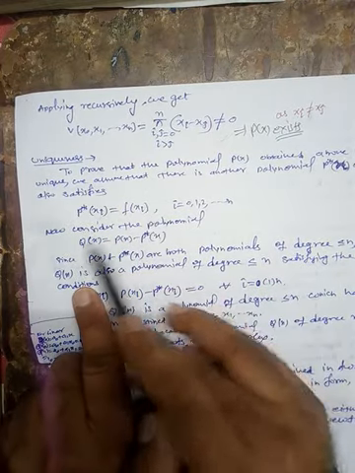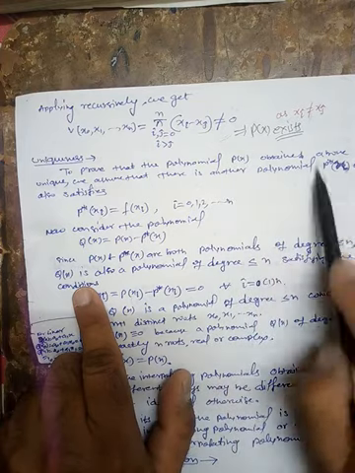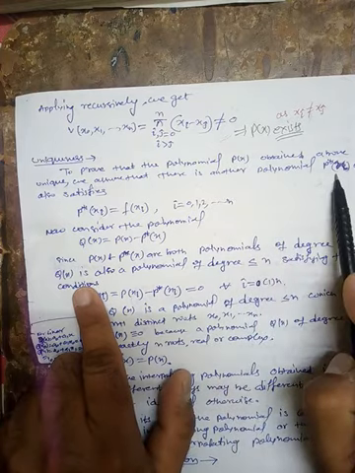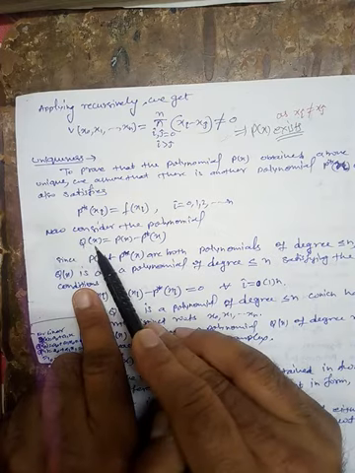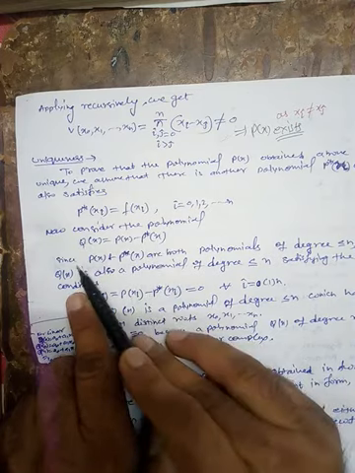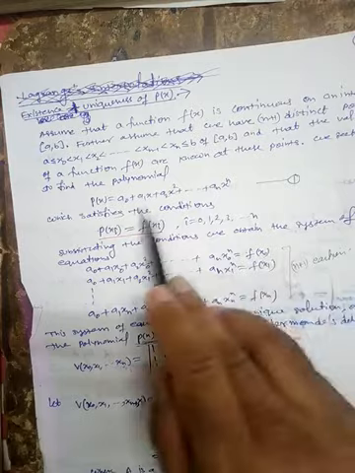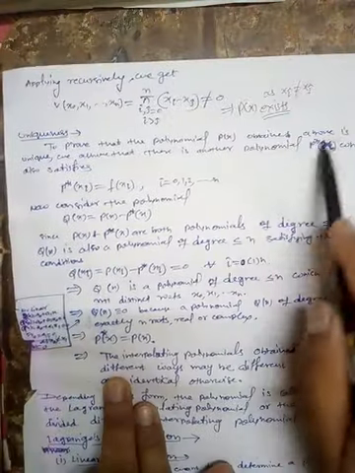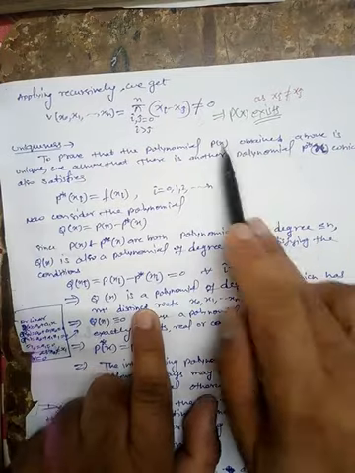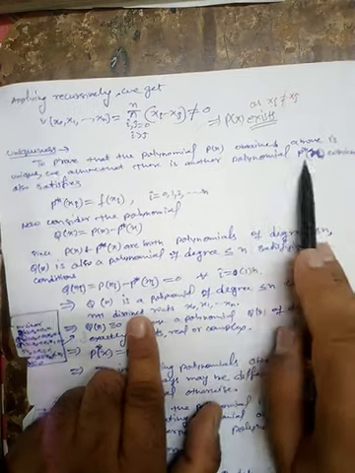Now consider the difference of these two polynomials, P(x) and P star(x). This is a polynomial, this is another polynomial, so their difference will be a polynomial, and this difference is denoted by Q(x). Q(x) is nothing but P(x) minus P star(x). The degree of P(x) is nothing but n. Similarly, the degree of P star(x) is also n. So the difference will obviously be a polynomial of degree less than or equal to n.